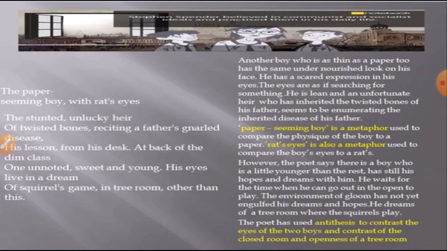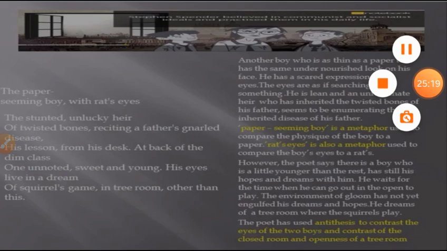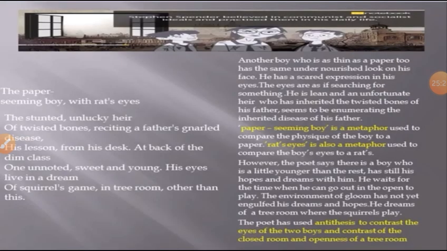So, a very unfortunate, unlucky heir. This is the condition of the boy. See that one? Now the poem moves further. At the back of the dim class, there is one unnoted, sweet and young boy.